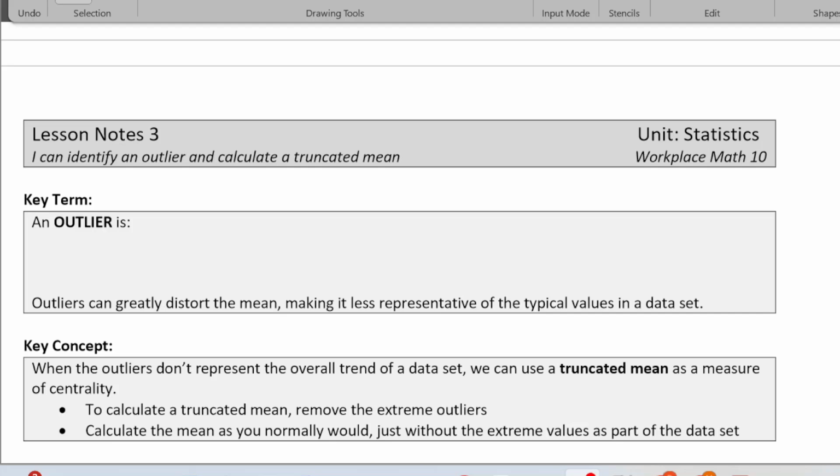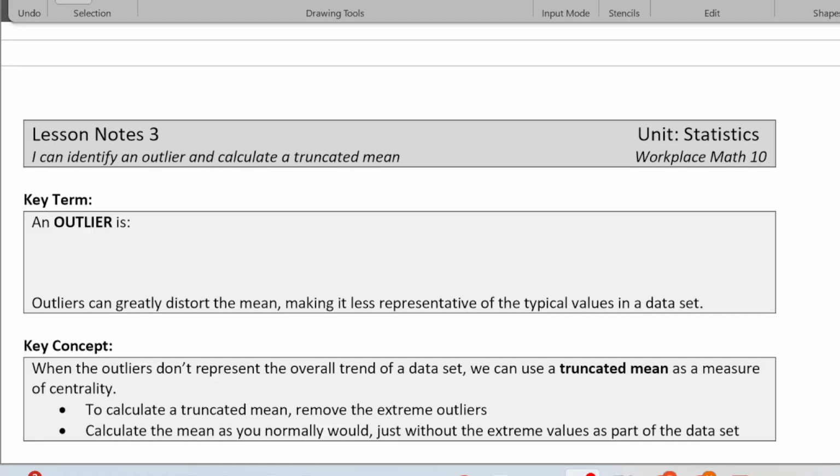All right, so this is lesson 3 in the statistics unit for Workplace Math 10. We're going to talk about outliers today. This is an important topic when looking at data sets because often you want to identify outliers and deal with those, and understand how they're affecting the data set and if they're important to consider or not.